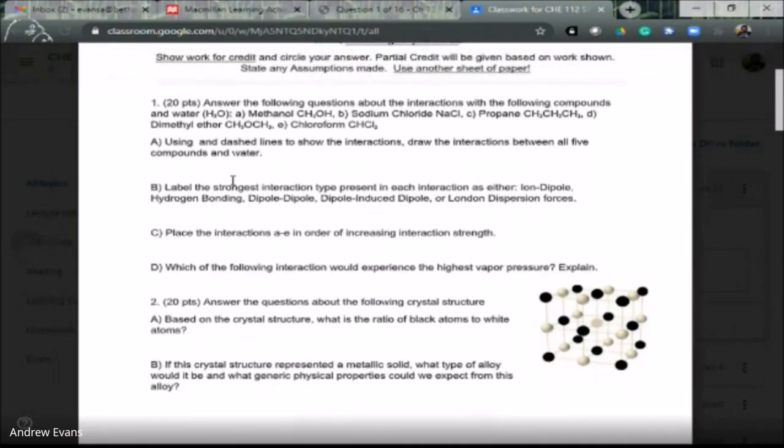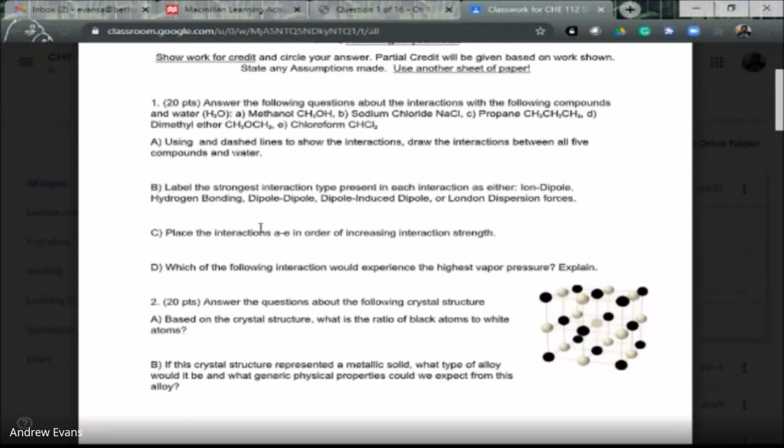Methanol, CH3OH, sodium chloride, NaCl, propane, which is just C3H8, dimethyl ether, which is CH3OCH3, and chloroform, CHCl3. So using dashed lines, draw the interaction between the component and water. Then label the strongest interaction type present in each interaction, either as ion-dipole, hydrogen bonding, dipole-dipole, dipole-induced dipole, or London dispersion forces.